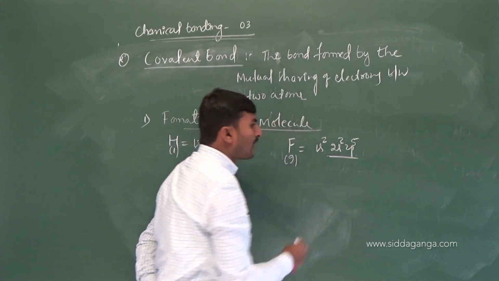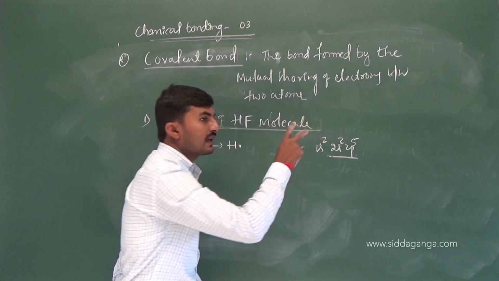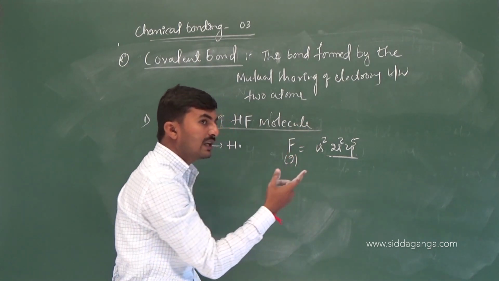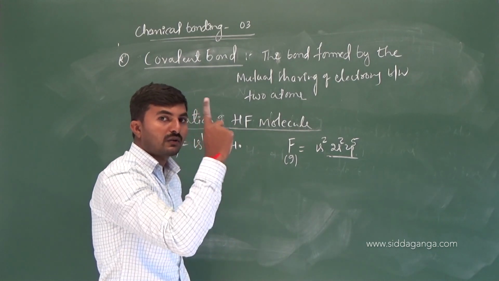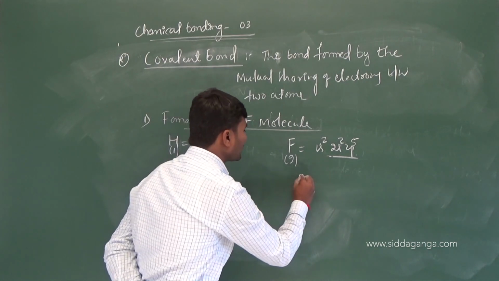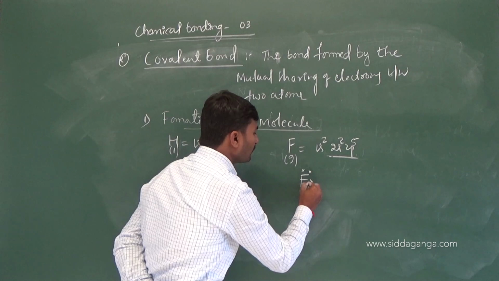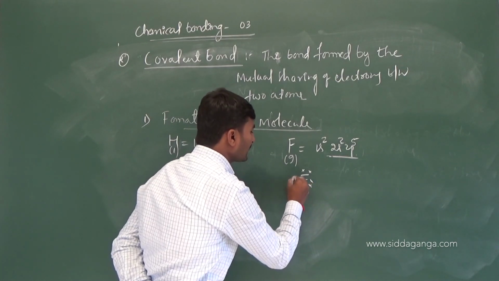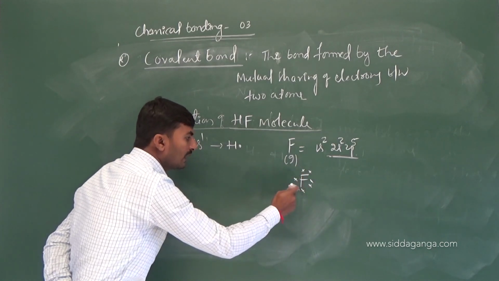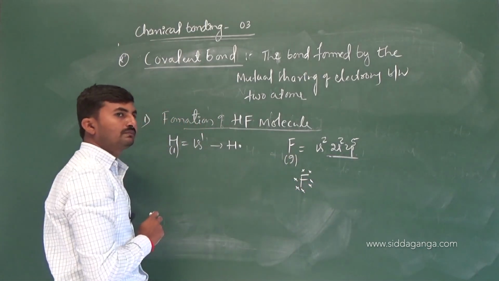How many electrons does it have in its valence shell? In its valence shell, it has 7 electrons, and how many electrons does it require to get the octet? It requires only 1 electron to get the octet. It is represented like this: 1, 2, 3, 4, 5, 6 and 7. These represent the number of electrons present in the valence shell of a fluorine atom.